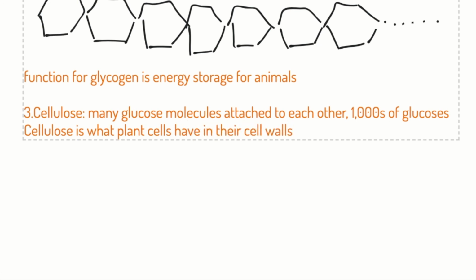Okay, so plant cells have a cell wall. Animal cells do not have a cell wall, but plant cells do have a cell wall, and it is very rigid and hard, and it is made of these long strings of glucoses. And so it is used for plant cell walls. Okay, so that's it for carbohydrates.